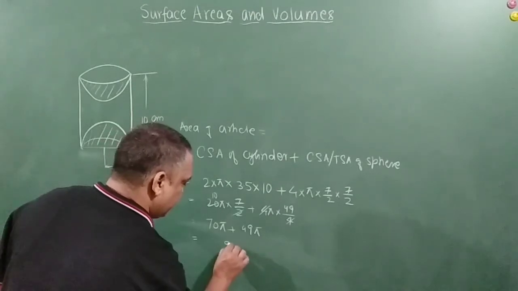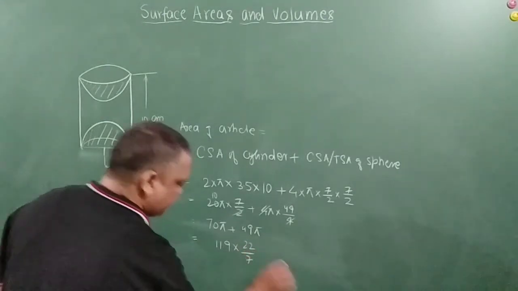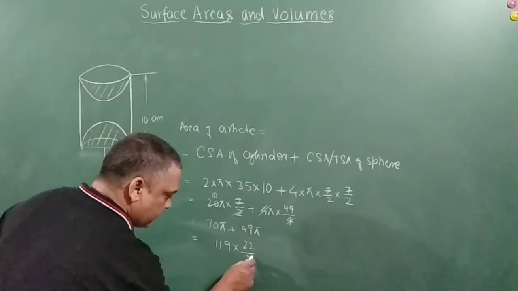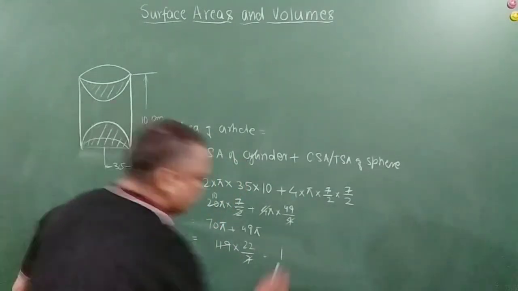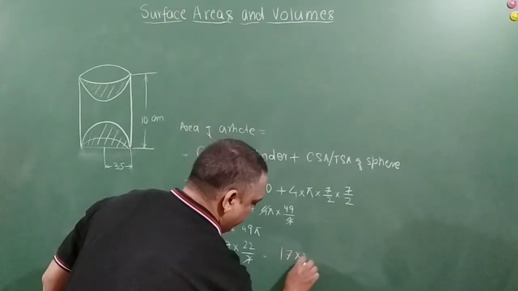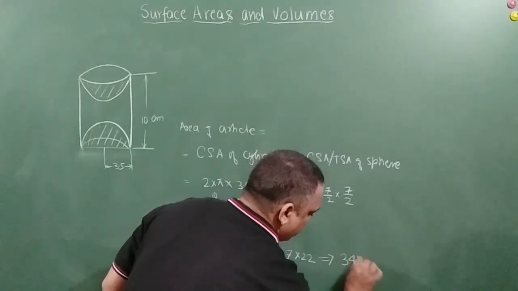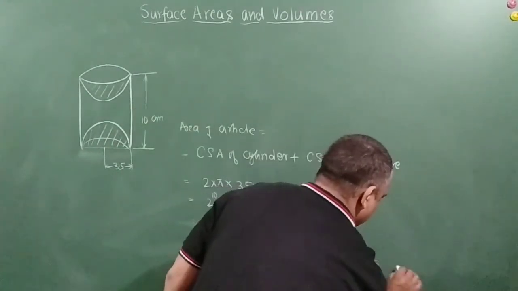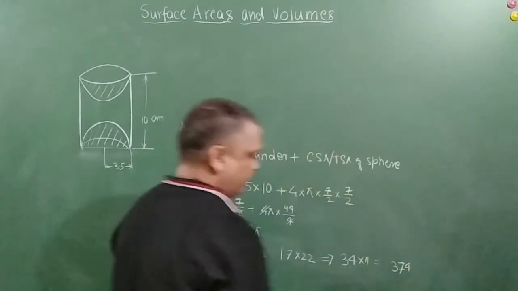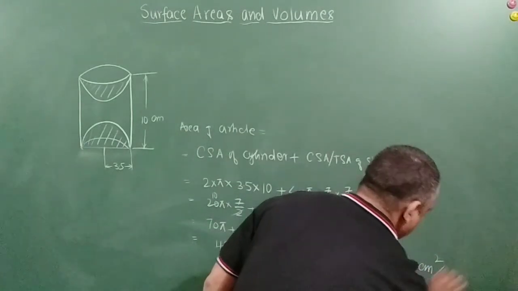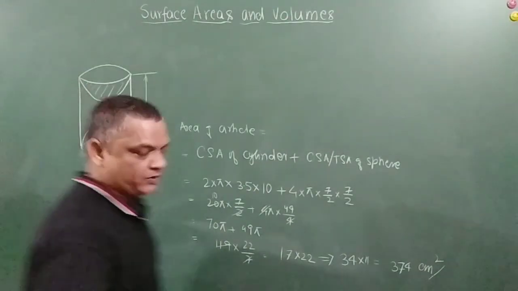So which is equal to 119 pi, 17 into 22 by 7, right. So I think it will cut, yes, 7, 1 ja 7, so 22 into 17, which is also equal to 374 centimeter square. Correct. It was in centimeter only. Yes, 374 centimeter square.